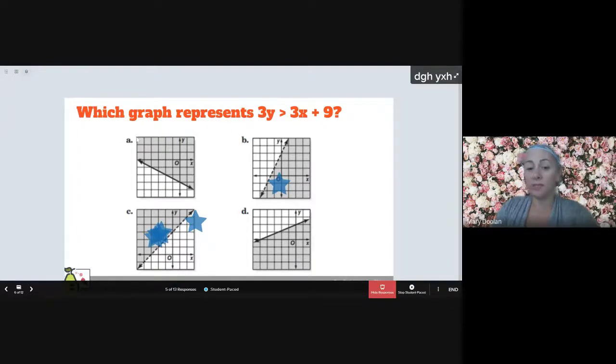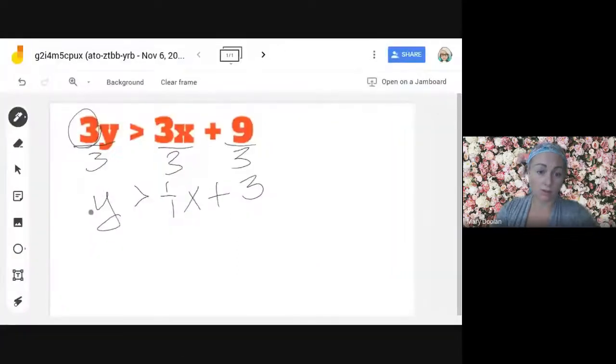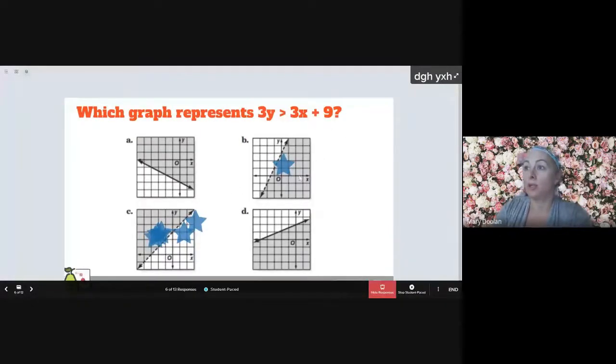We rewrote this equation, and I'll show you here, to y is greater than 1x plus 3. So which of these graphs has a y-intercept of 3, and which of these graphs has a slope of positive 1? If I look at B and C, they both cross at positive 3 on the y-axis. They both have a positive slope going uphill, up 1 over 1. This one's up 2 over 1, so it has to be this one.